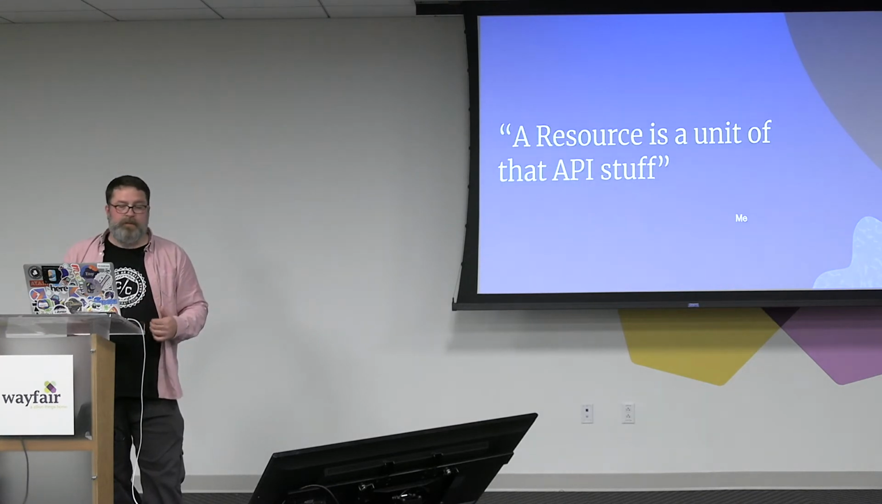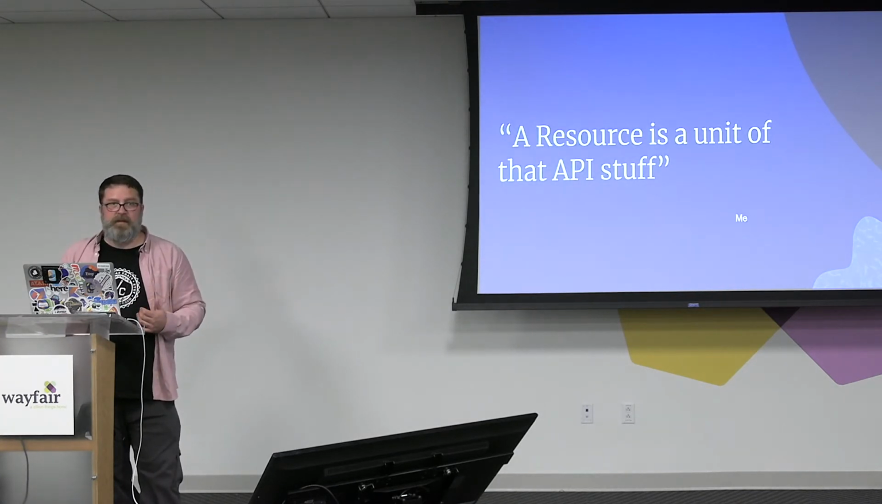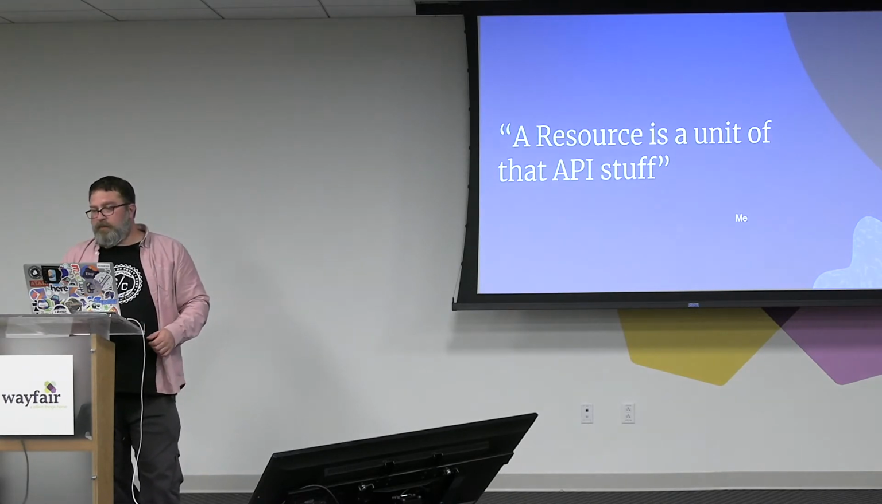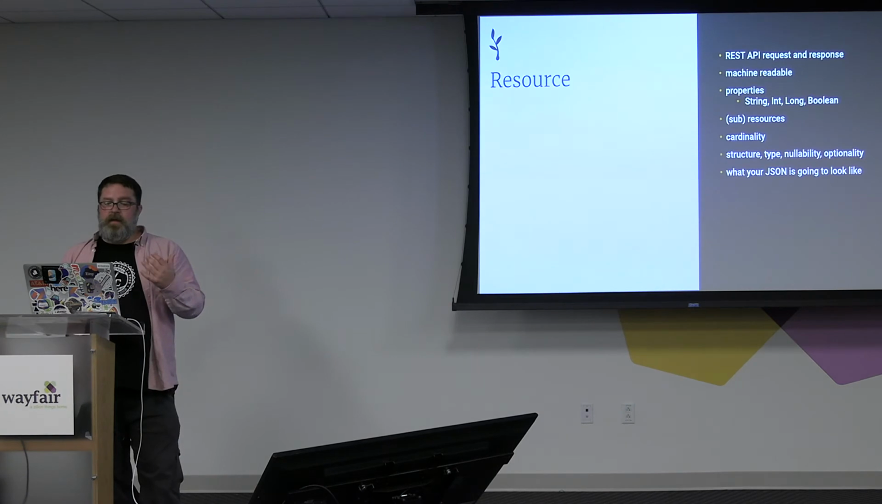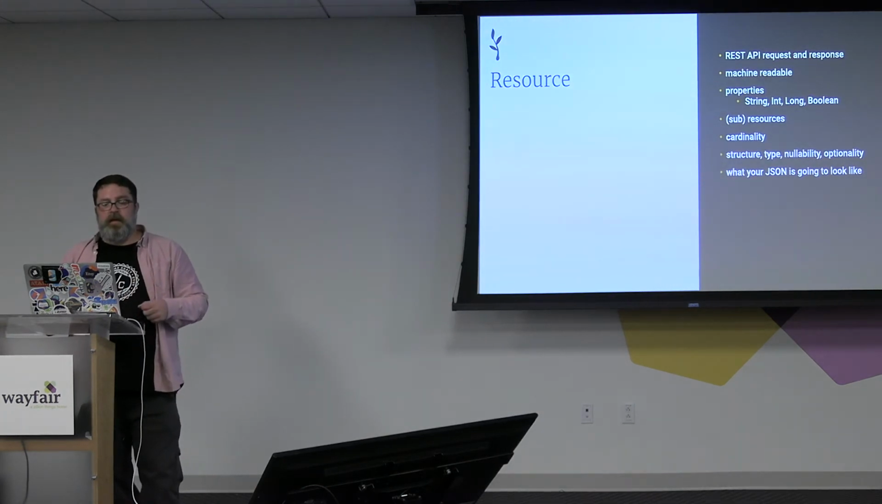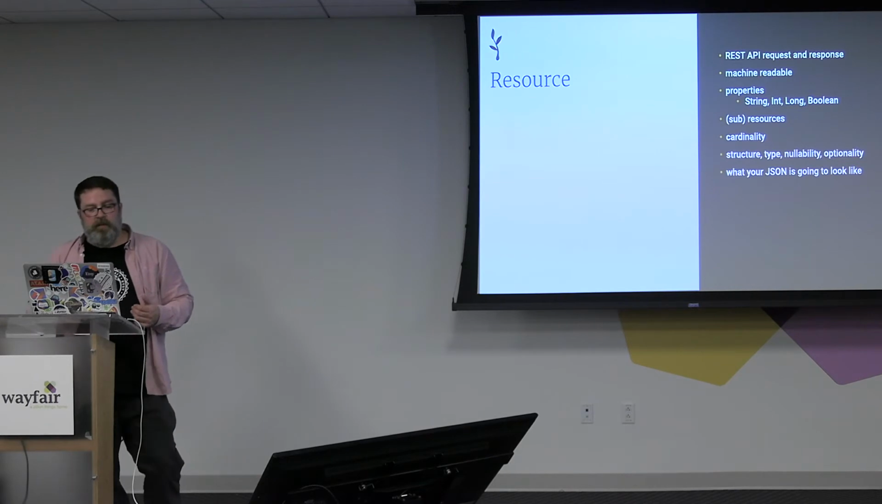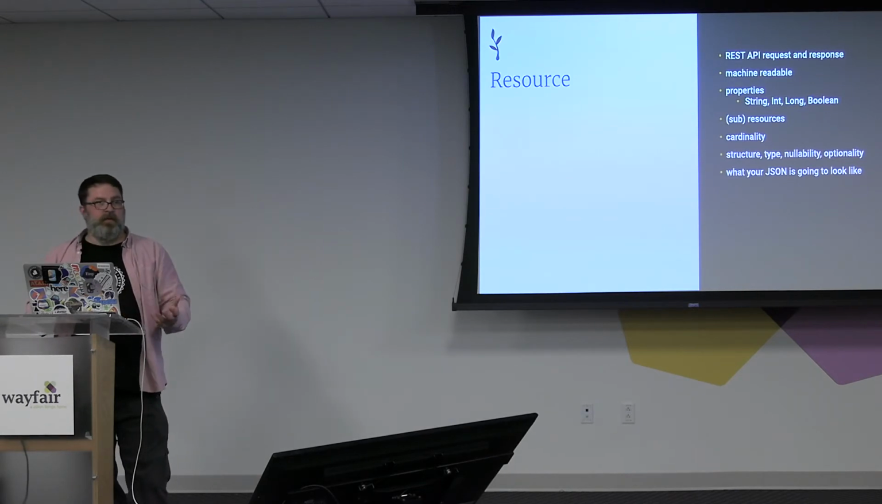This is how I describe it. It's a unit of that API stuff that you get back. I like my definition better. Yeah, so anyways, it's request and response. It's machine readable. They have properties. Properties are your main scalar types, like string, int, long, boolean. And then you can have sub-resources, which are basically other objects. And that just starts to define the structure.